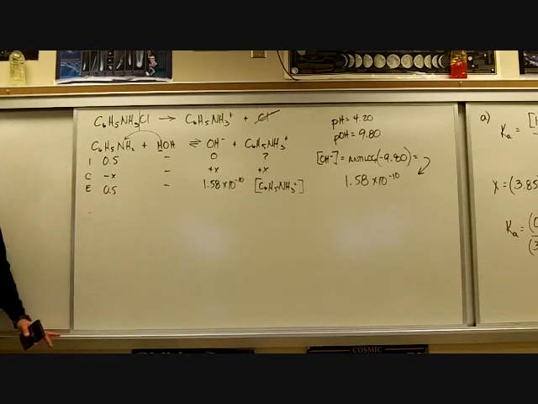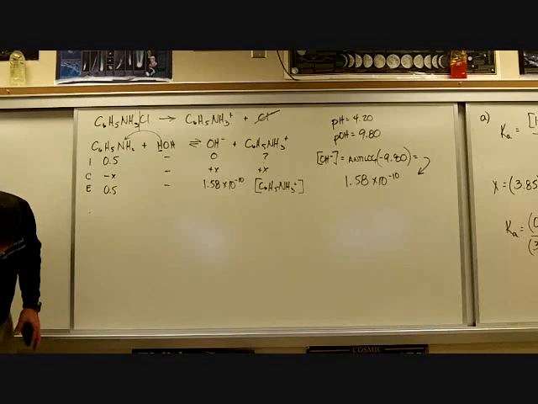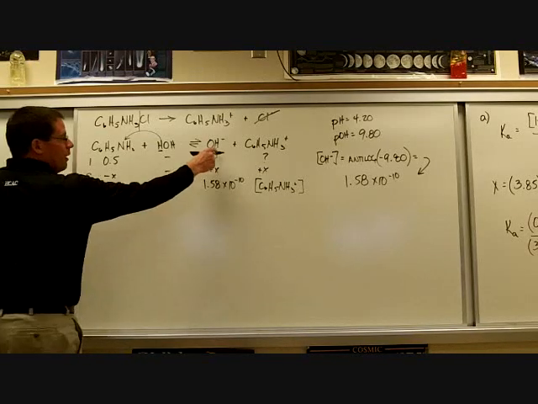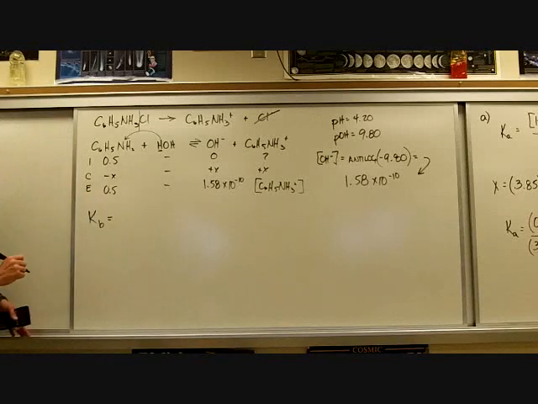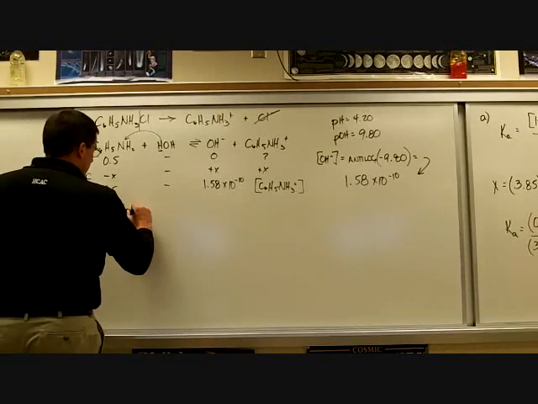And am I writing a Ka or a Kb? Kb, very good, because I have hydroxide. Again, if you have hydroxide, Kb; if you have hydrogen, Ka. So our hydroxide.